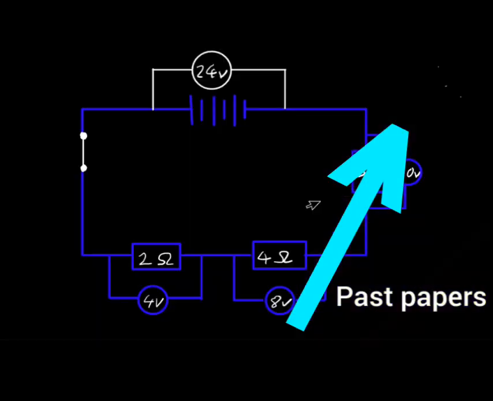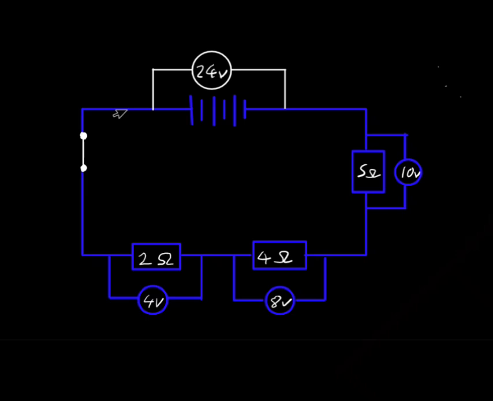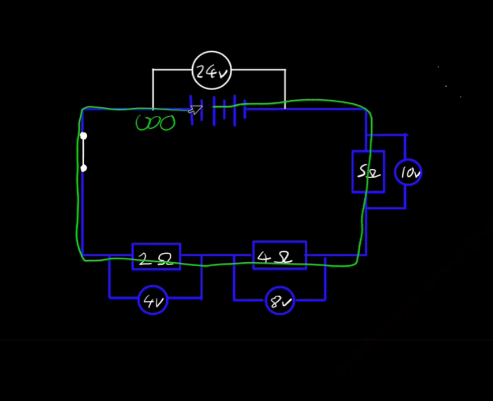Alright, let's begin. Here is a certain circuit with certain resistors and voltmeters, and the battery has an EMF of 24 volts. Now, in order to understand electricity, I want you to think of current as though they are particles. These particles will move around the circuit until they finally go back to the battery, and then the process repeats.